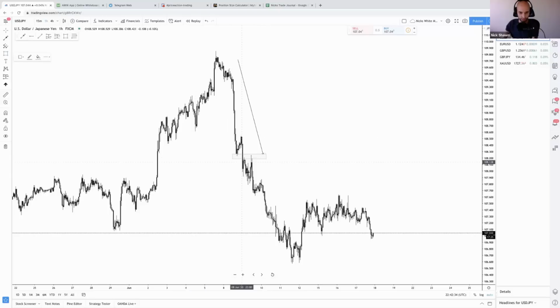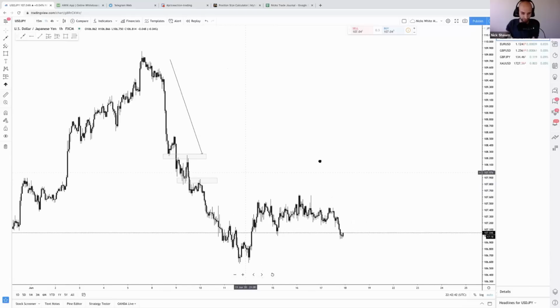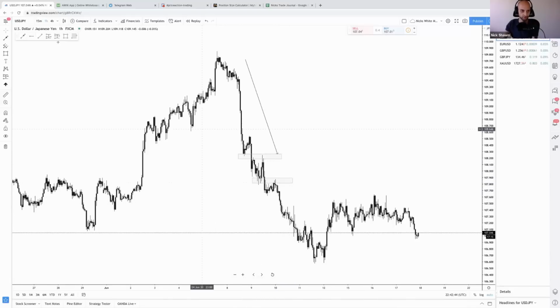What did price do after that? It came and broke a new structure point, so a new low right there. There was support established right there when price bounced. Price broke below it, came up, rejected that area, found some resistance, then started to fall away.